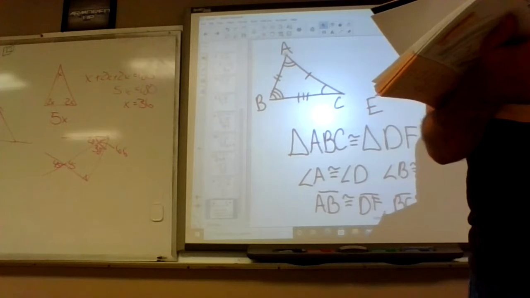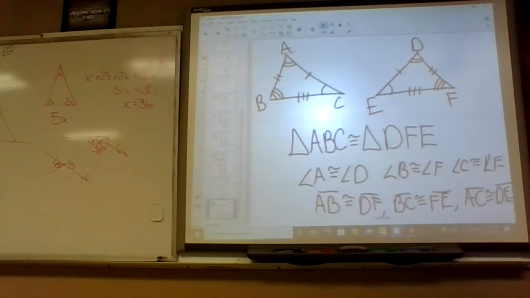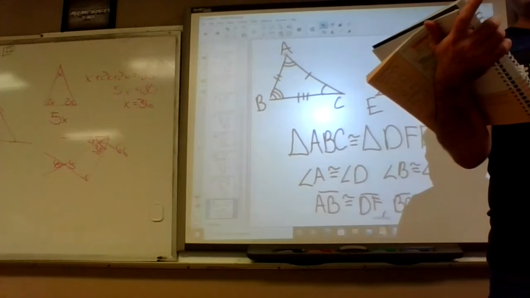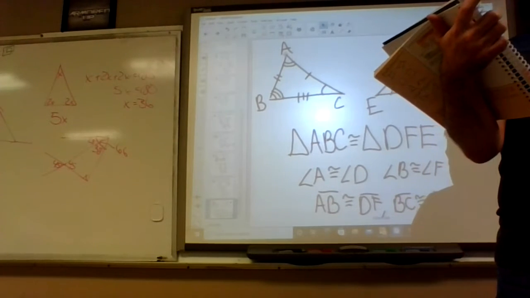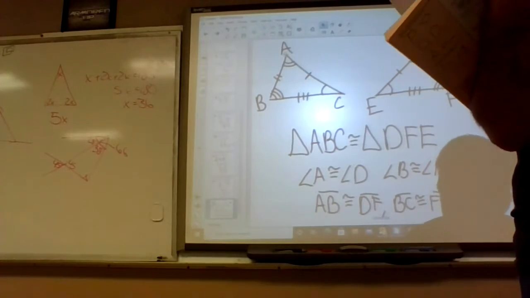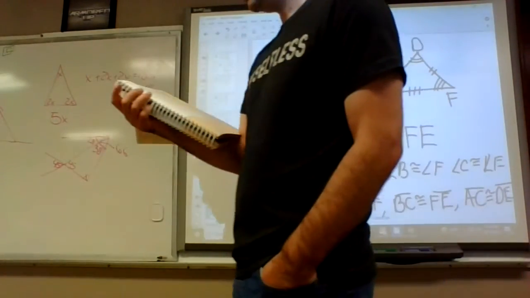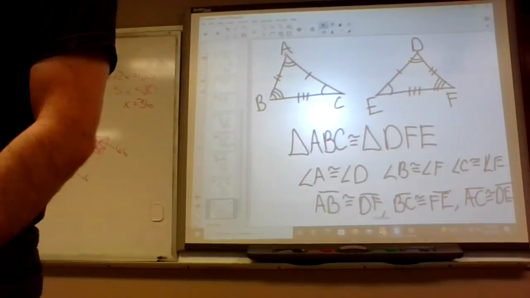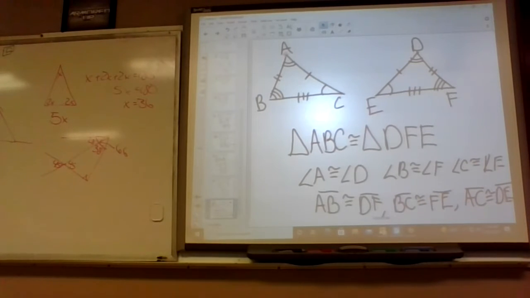B is angle I. What's angle I going to be the same thing as? Angle M. Let's just go back. C is GJ. You guys probably did this while I was talking, didn't you? What's GJ the same thing as? KN. And what did we put for B? Angle M.